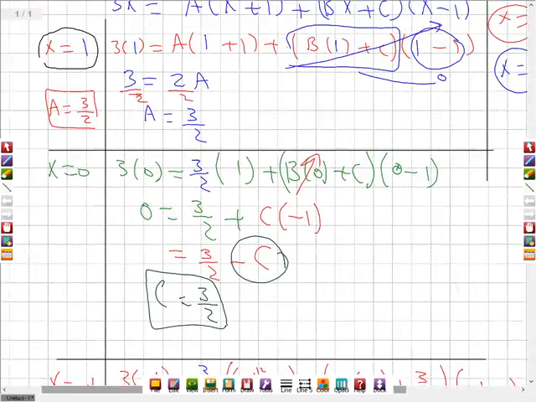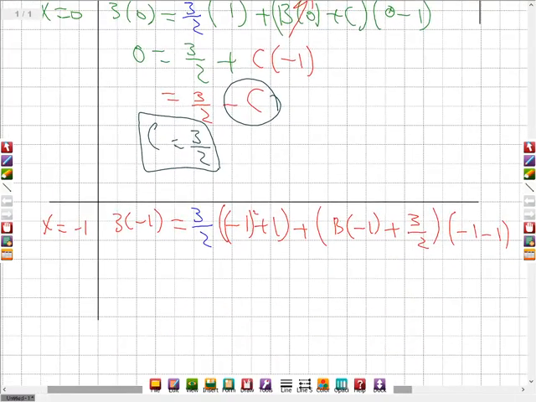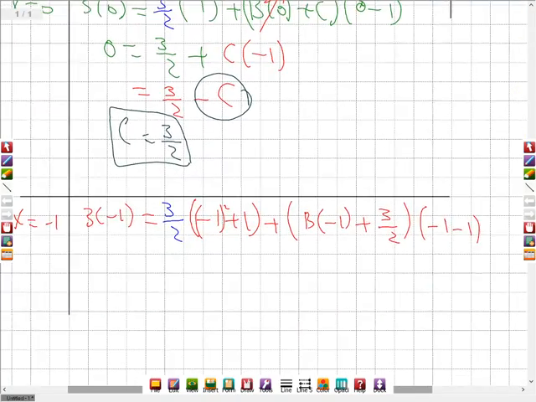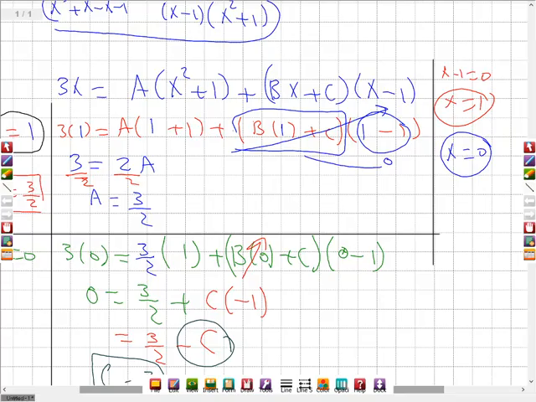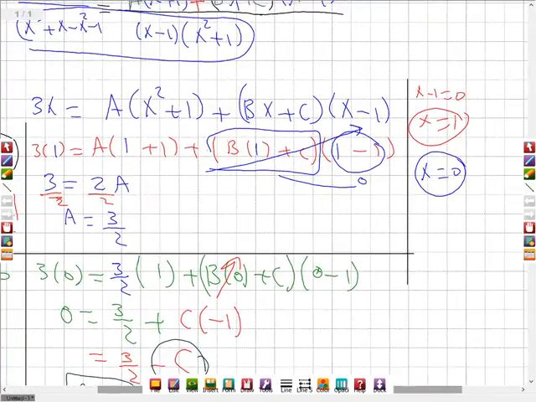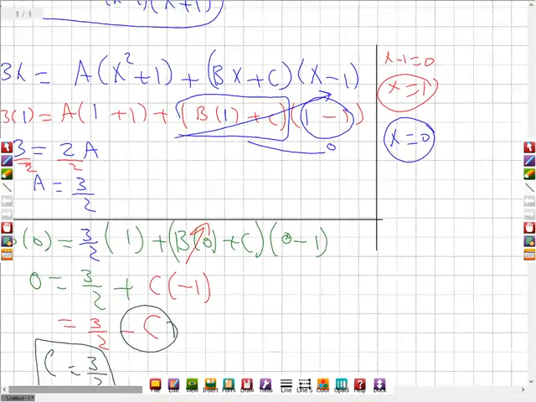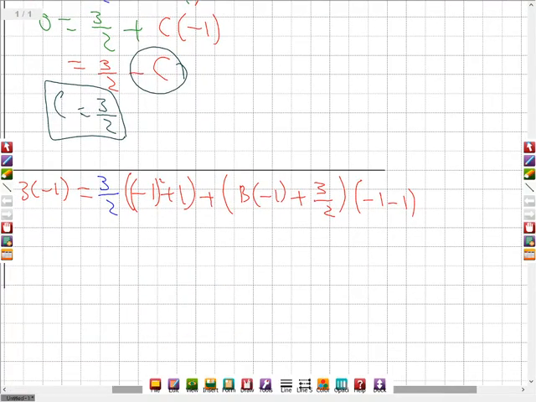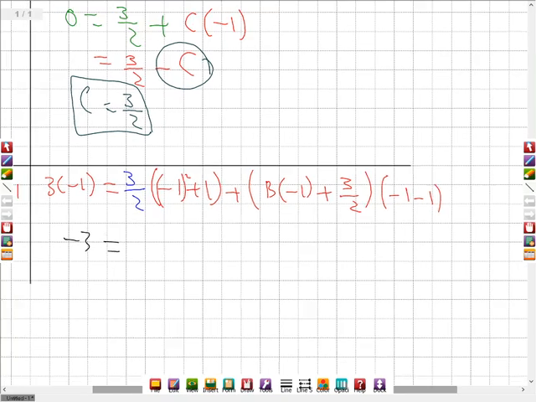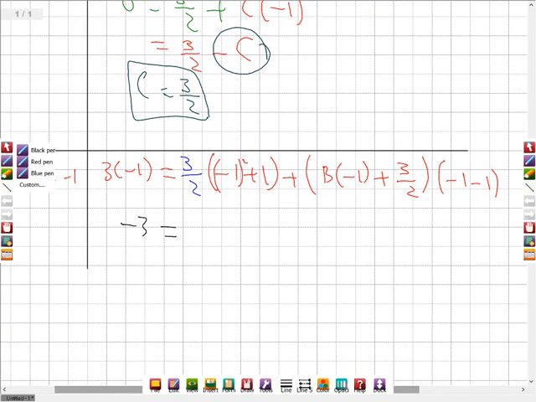Okay, look back again. 3 times negative 1. 3 over 2, negative 1 squared plus 1, plus b times negative 1, plus 3 over 2. And x minus 1, negative 1 minus 1. Just apply your numbers. Okay. Negative 3 equals 3 over 2, 1 plus 1 is 2, plus b, negative b, I mean. You follow me. Negative b plus 3 over 2 times negative 2.